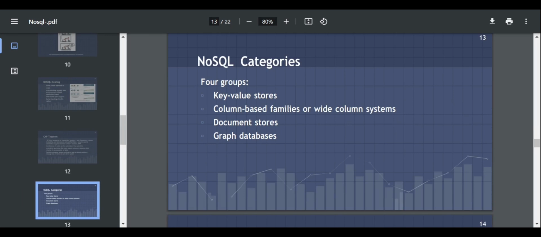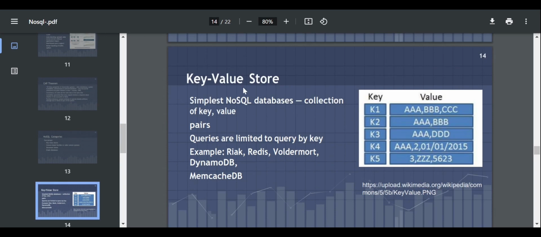NoSQL categories: here are four groups: key value stores, column-based families or wide column systems, document stores, and graph databases. Key value store. What is key value? The simplest NoSQL database is a collection of key values. These are keys and these are values.